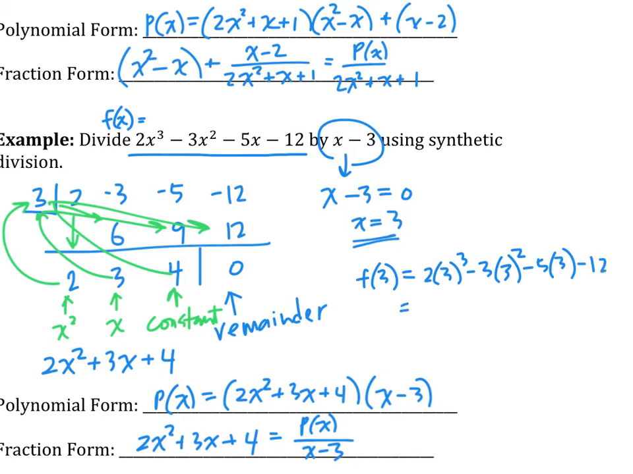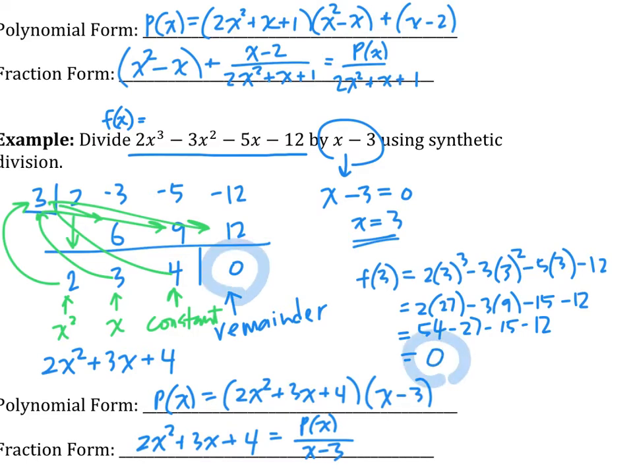Okay, so let's see. 2 times 3 cubed, that's 3 cubed is 27, minus 3 times 9, minus 15, minus 12. Okay, might need to use the calculator on this one. 2 times 27 is 54, minus 27 minus 15 minus 12. So that is 0. We got the same answer.